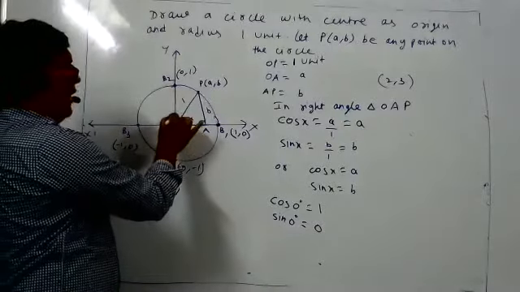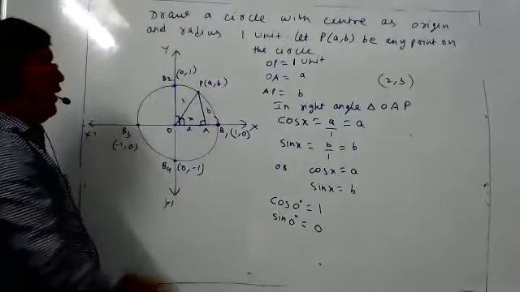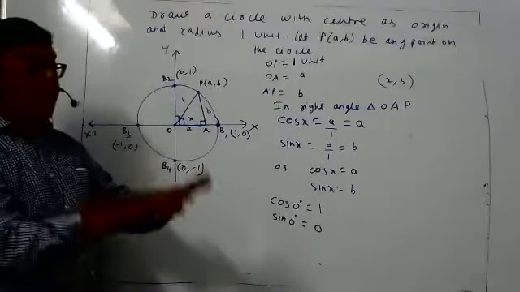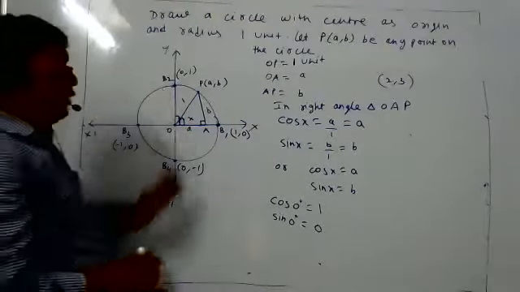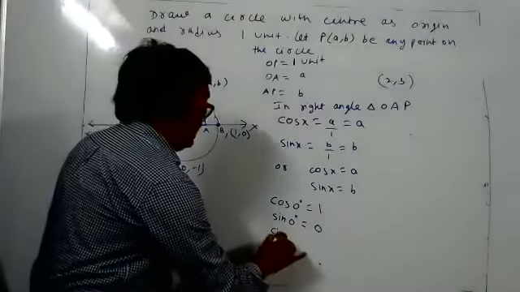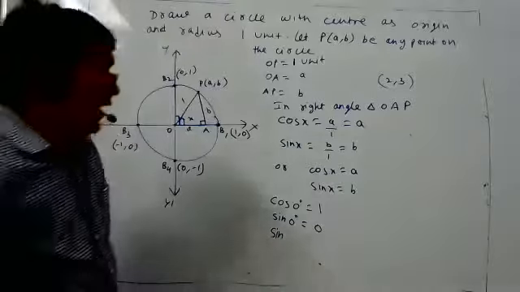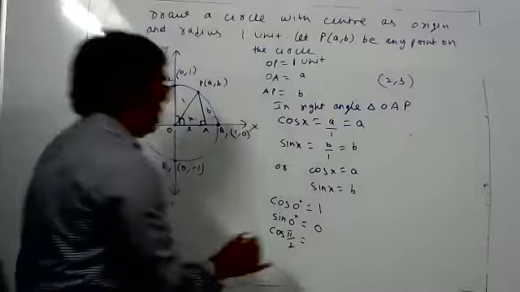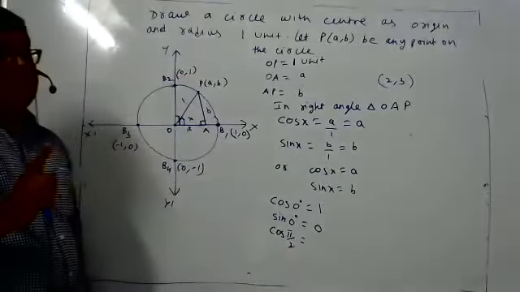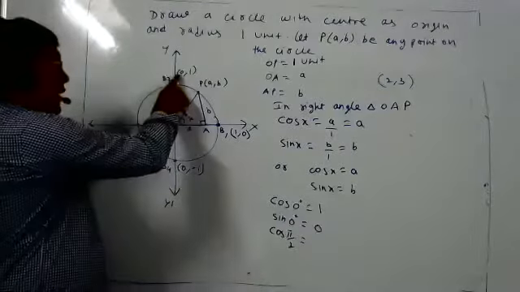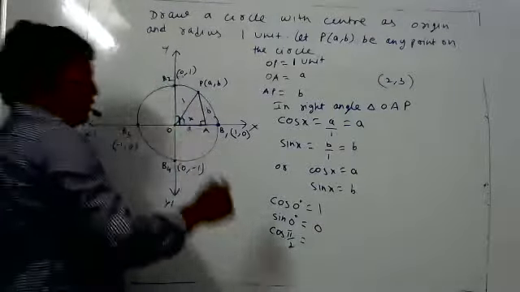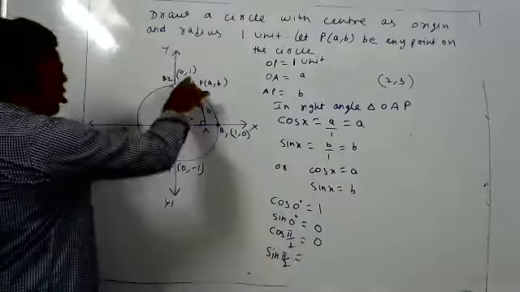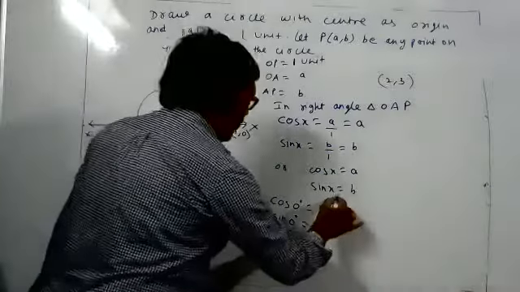Coming to B2, what is the angle here? Can we say 90 degree? Because the initial side is along OX, angle in standard position, and the terminal side is at B2, so the angle is 90 degree. Cos pi by 2, what is the value? 0, because cos theta value is the x coordinate, which is 0. And sin theta value is the y coordinate, which is 1. So cos 90 is 0, sin 90 is 1.